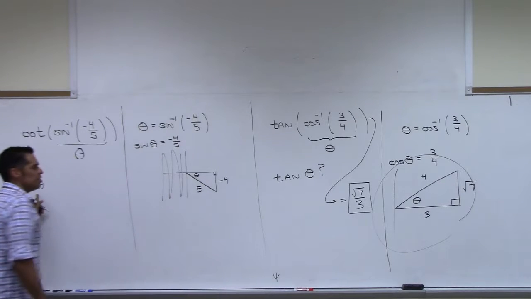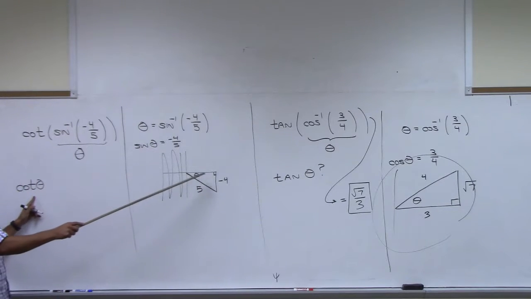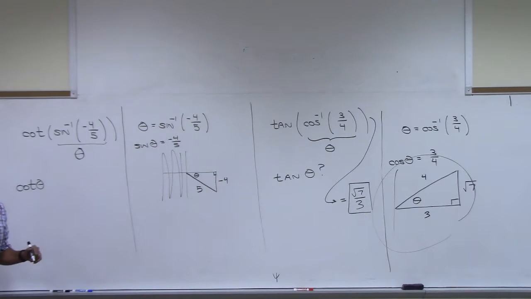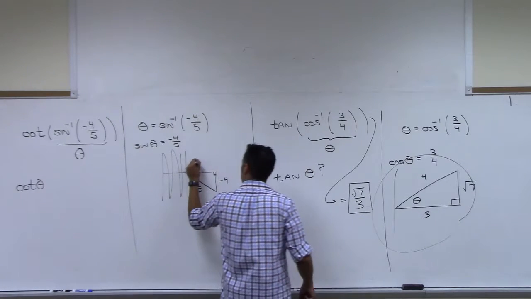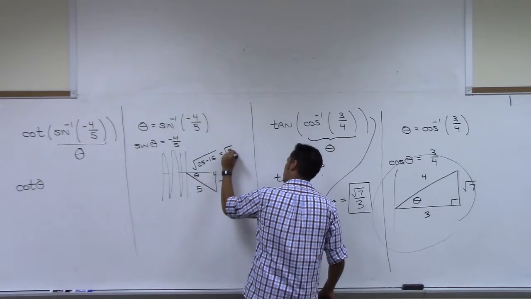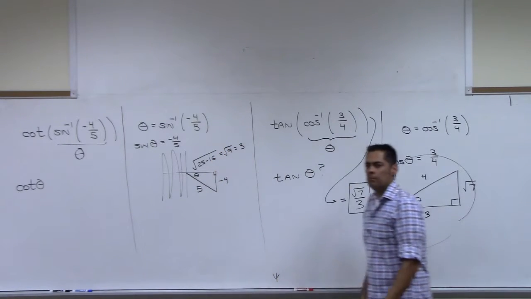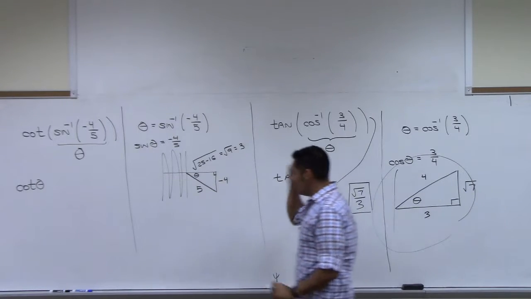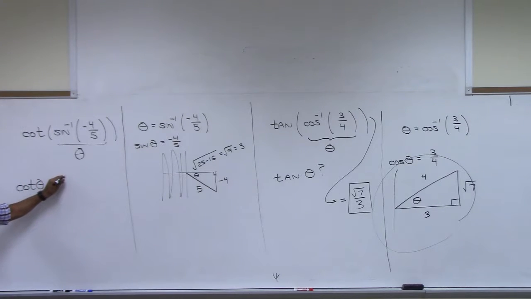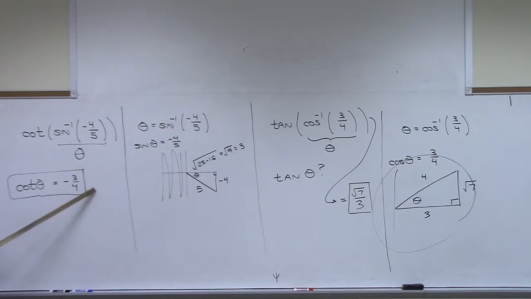Now, I want cotangent. Cotangent is adjacent over opposite, so I need this side. I can use Pythagorean on that. It'd be root 25 minus 16, which is root 9, which is 3. Yep, it's a Pythagorean triple. So now we have our cotangent. Our cotangent should be -3/4. It doesn't matter where we put the negative, it's going to be a negative fraction. There it is, -3/4 is the answer.